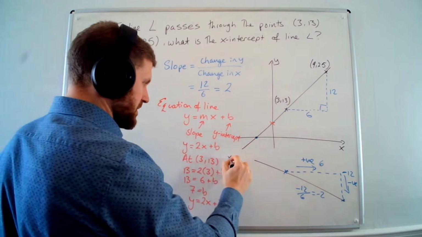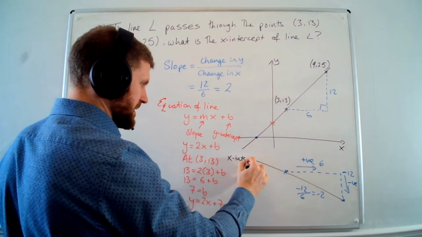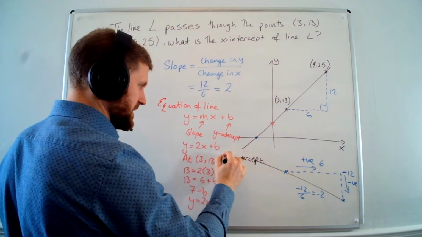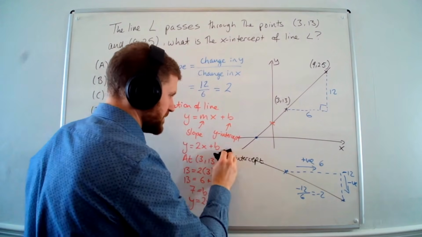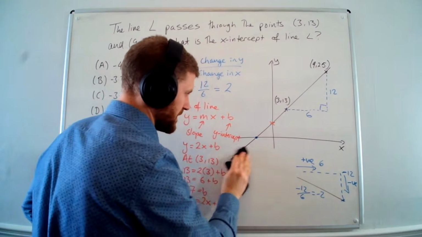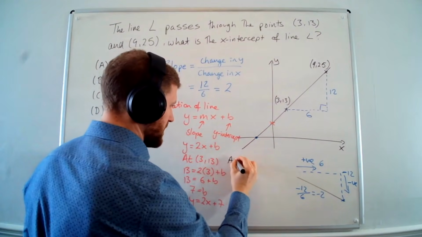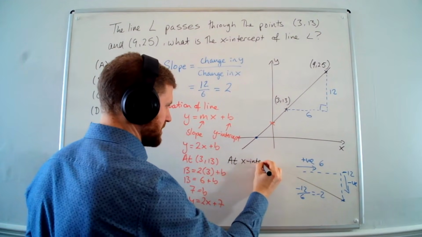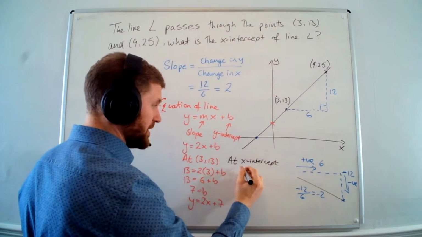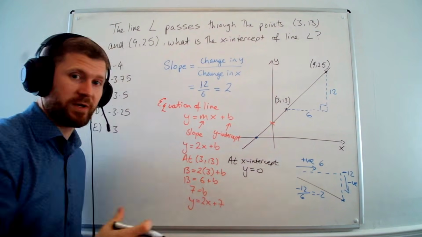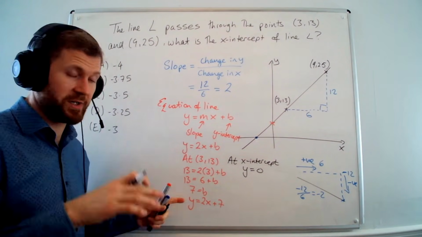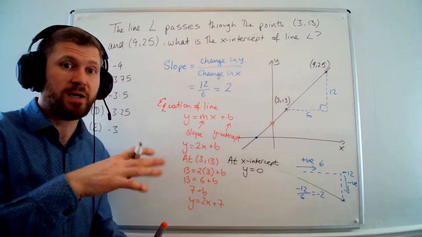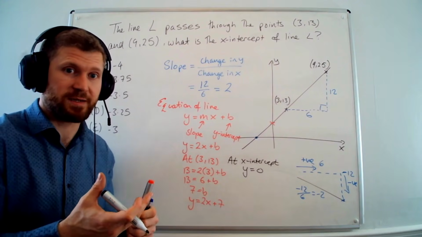So in order to find the x-intercept, what we can say is, at the x-intercept, the one thing we definitely know is that y equals 0. So when you're trying to find the x-intercept, you can take the equation and set y equals 0 in there, solve it for x, and that'll tell you what the x-intercept is.